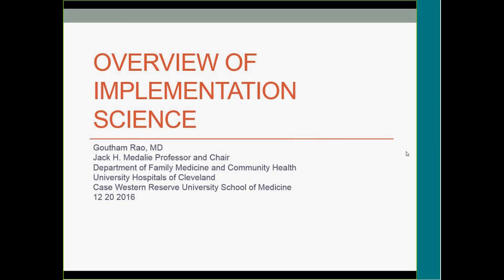Dr. Rao is the author of multiple books, including Rational Medicine Decision Making, a Case-Based Approach, and currently does research on improving the diagnosis of hypertension in children. He is the current editor-in-chief of the journal Childhood Obesity and Nutrition. He is a Jack H. Medalli Endowed Professor and the current chair of the Department of Family Medicine and Community Health at the Case Western Reserve University School of Medicine and University Hospitals Cleveland Medical Center. Please join me in welcoming Dr. Rao.